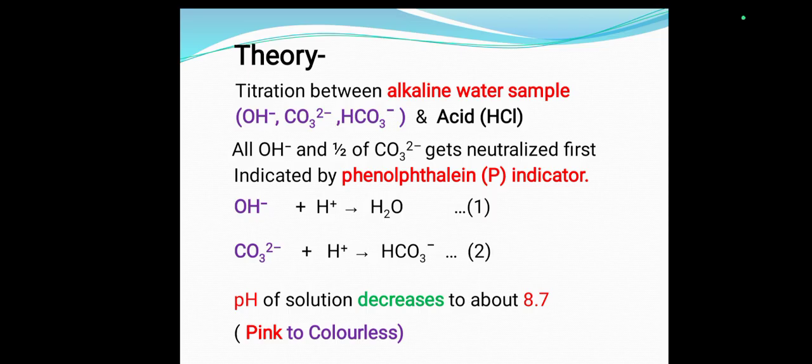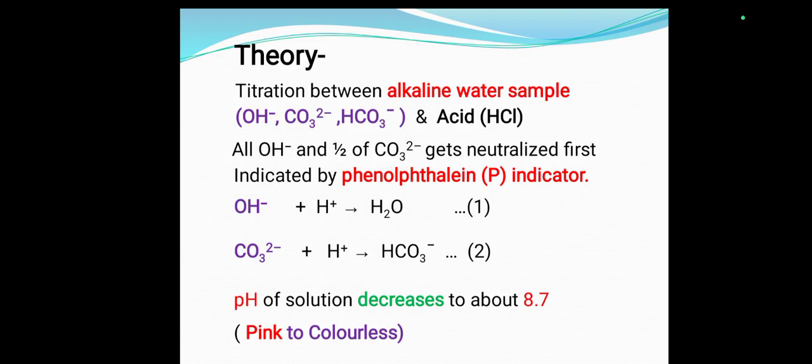The added acid has a 1 plus on hydrogen, that is H plus, but the alkali CO3 2 minus has a 2 minus. So the 1 plus cancels 1 minus out of the 2, so 2 minus changes to 1 minus, and we get a bicarbonate. In this first step, OH minus is completely neutralized and CO3 2 minus is half neutralized. I am saying half neutralization because 2 minus changes to 1 minus.